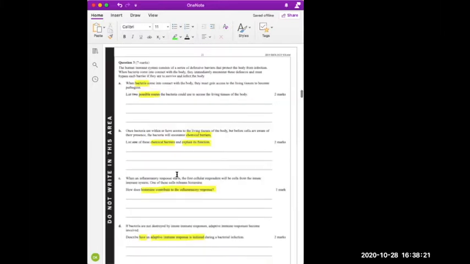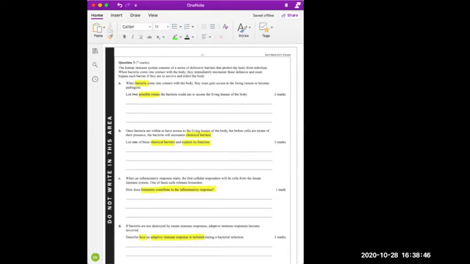Okay. The human immune system consists of a series of defensive barriers that protect the body from infection. When bacteria come into contact with the body, they immediately encounter these defenses and must bypass each barrier if they are to survive and infect the body. When bacteria come into contact with the body, they must gain access to the living tissues to become pathogens. List 2 possible routes the bacteria could use to access living tissues of the body.